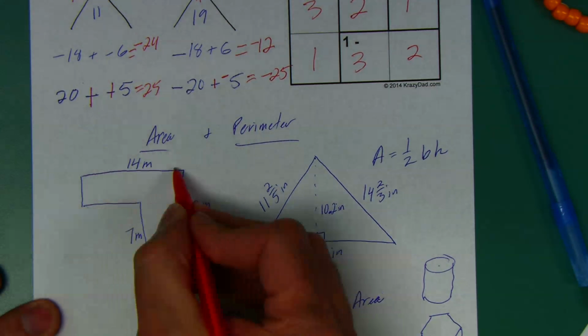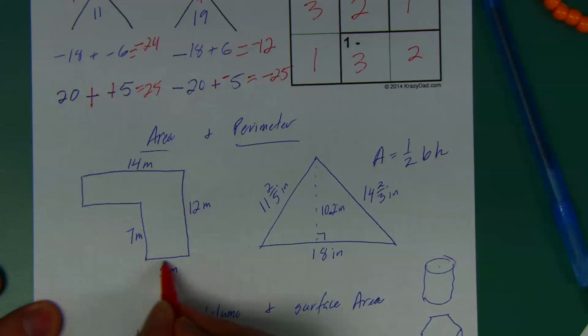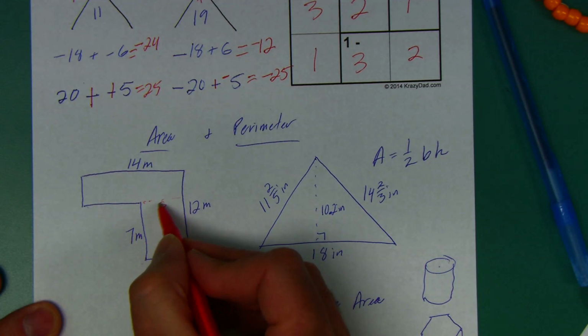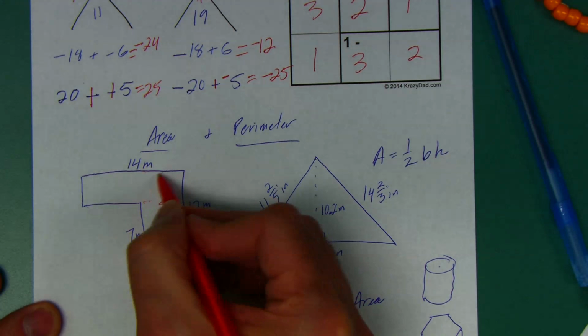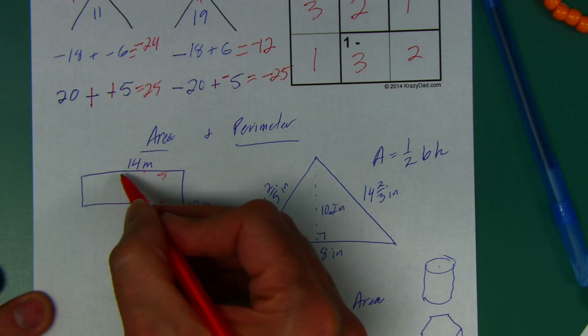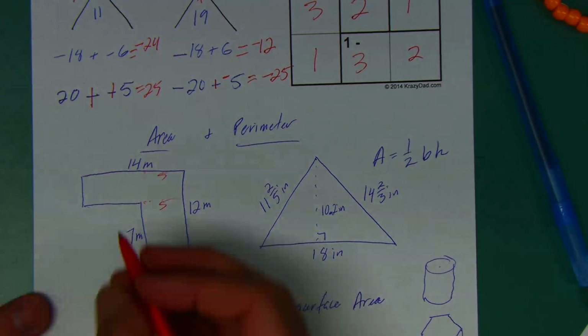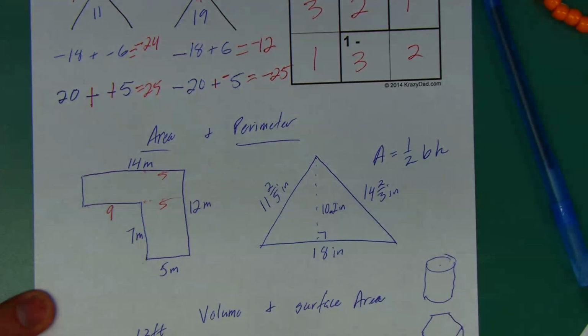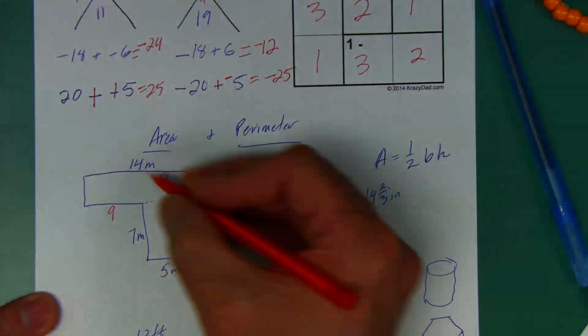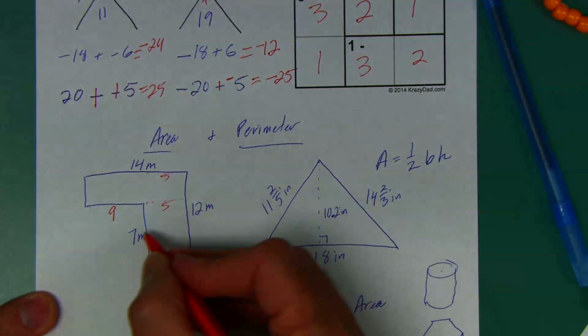If this is 14 and this is 5, what should this be? Because really, this is going to be 5 right here. Right? This will be 5. So that part of the 14 is 5. What's left? 14 minus 5, 9. And if this is 7 and this entire height is 12, what's left? 12 minus 7, 5.